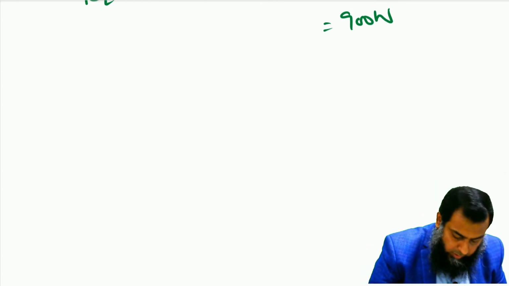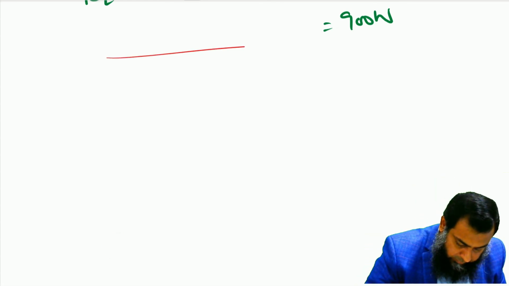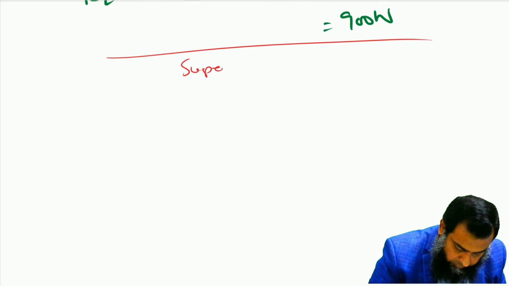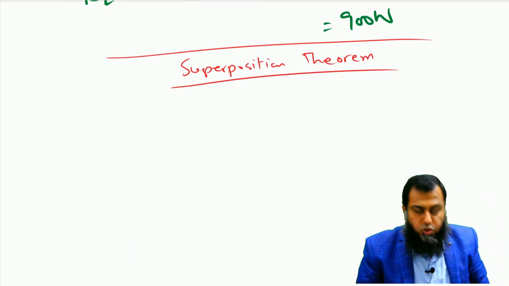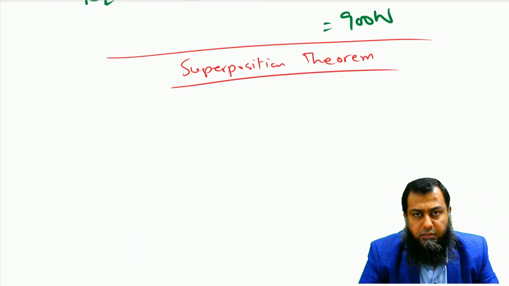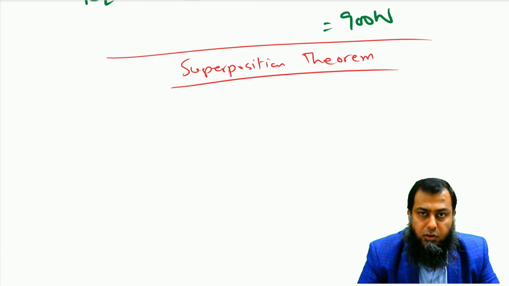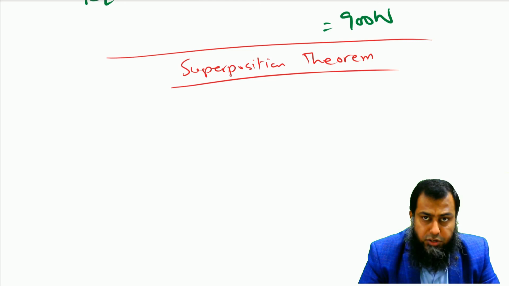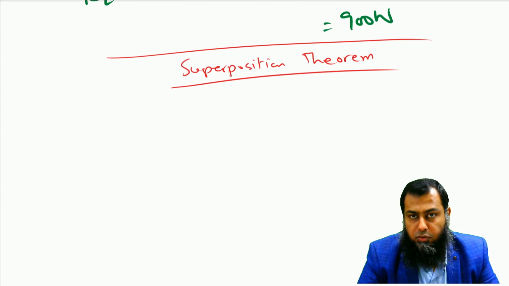Let us move on to the last theorem, and that is the superposition theorem. Superposition theorem states that if in a linear circuit we have multiple independent sources available, then we can find out the individual responses due to those independent sources, and the cumulation of those individual responses shall give us the value of the actual current which is flowing through that element.